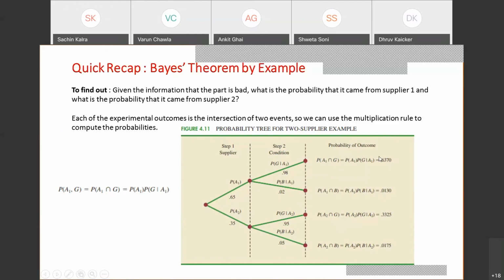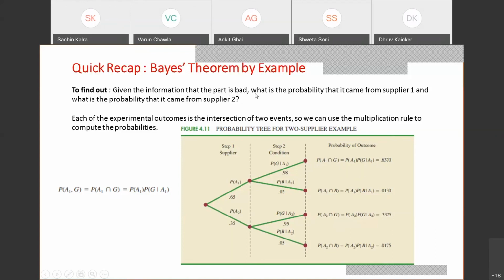But are we going to use this? No, that doesn't solve our purpose, because our purpose is to use the information that the part is bad. Now, one of you could say the part is good and from supplier 1, so why not subtract it from 1 and we got 36 something, and that could be our final value? No, that is not the problem statement here. This event is different from the event in the problem statement.